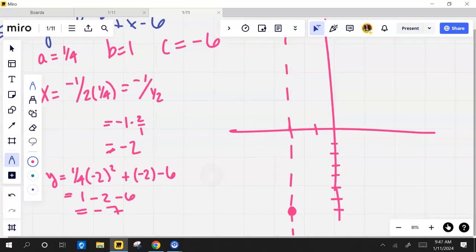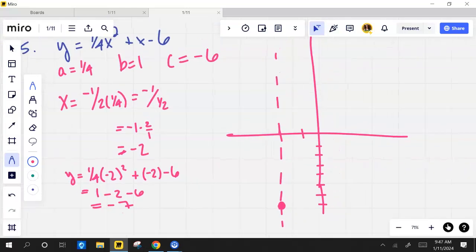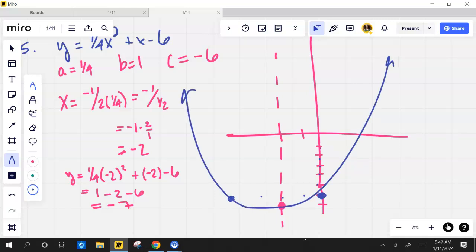What about the easy point? Should I use the y-intercept or nah? Yeah, definitely, I would. That's less work. 1, 2, 3, 4, 5, 6. And then last step, reflect and connect. Mine's really wide. It shouldn't be that wide. Well, there you go. We're good?